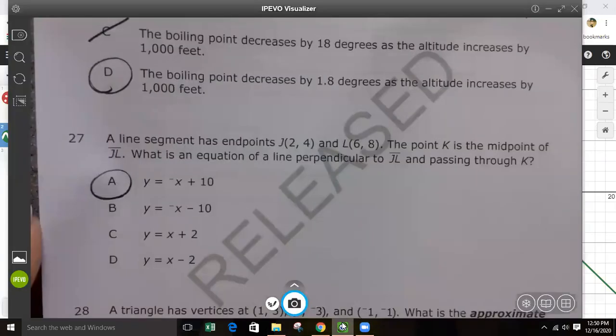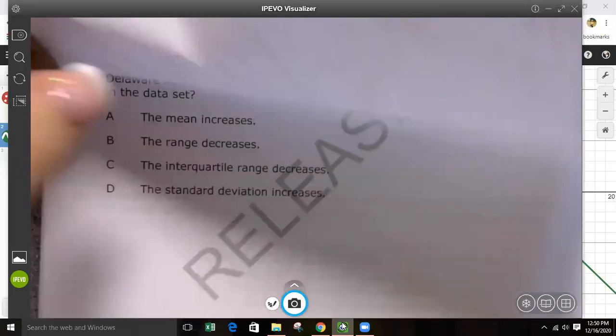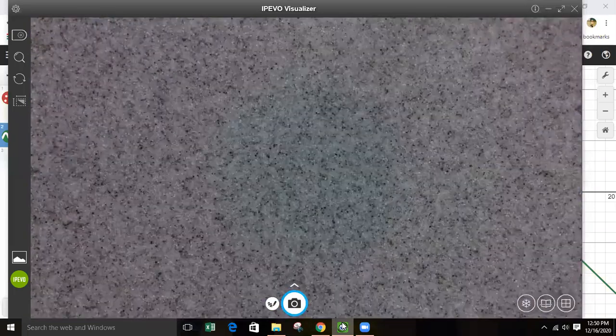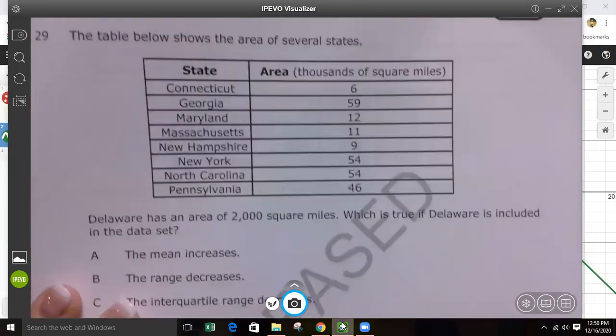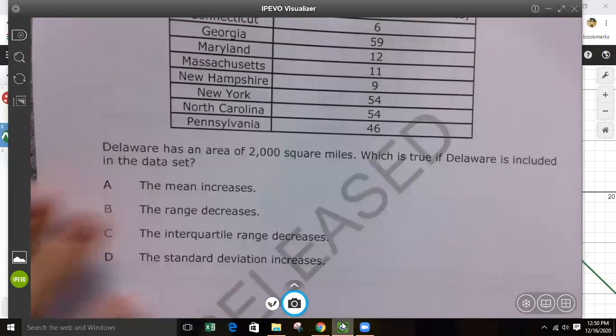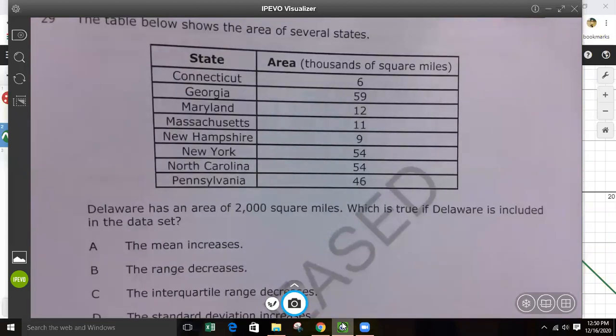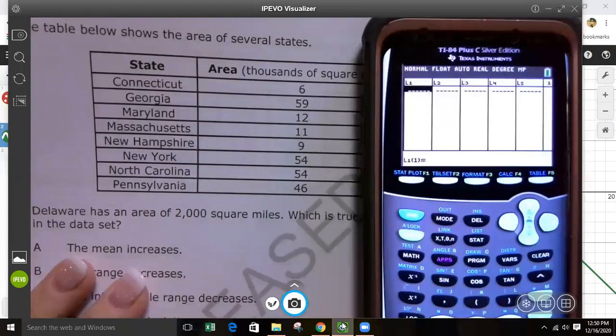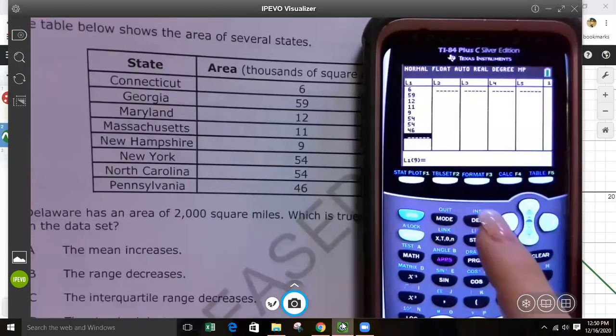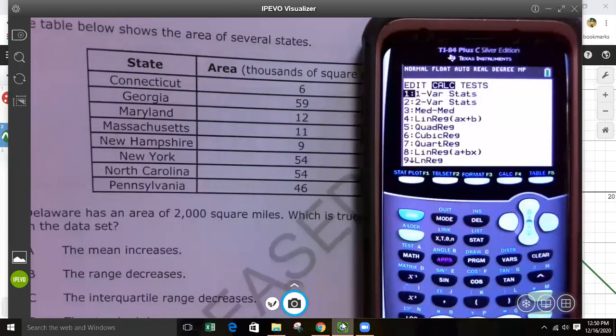Okay. We're going to jump back over here. This is a table, and it says stuff about the mean, the range, the interquartile range, and the standard deviation. So we're going to put this into stat. So I think I have some stuff in mind. I'll clear it out before I put it up there. Okay. So we have 6, 59, 12, 11, 9, 54, 54, and 46. And so I'm going to go into one var stat. So stat calc in the first one.